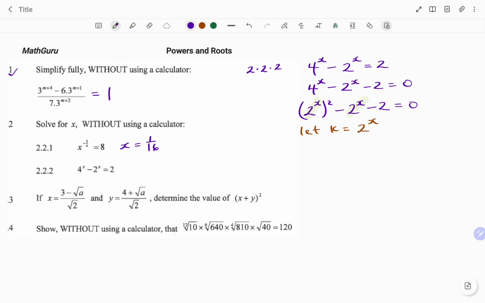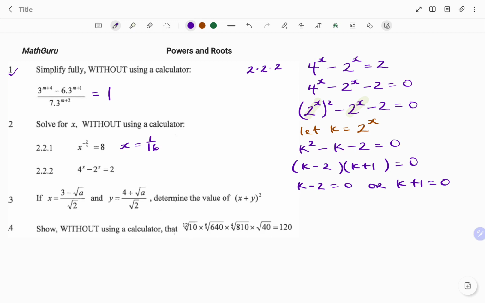Like I mentioned earlier, I'm using the k method, so my equation becomes a trinomial, a quadratic equation, k squared minus k minus 2 equals 0. If I solve, I have k minus 2 multiplying k plus 1, and that will be k minus 2 equals 0, or k plus 1 equals 0.